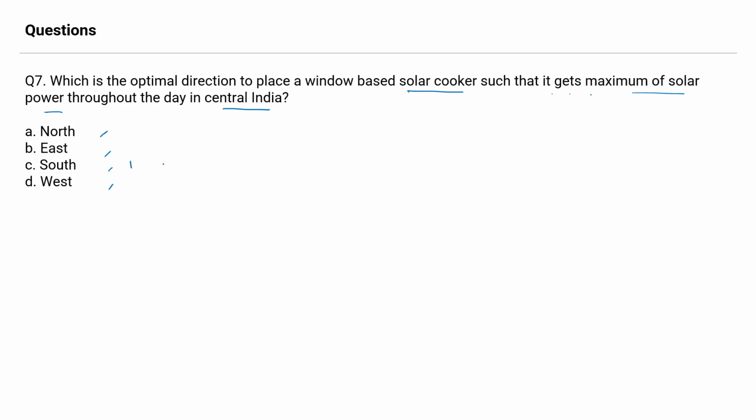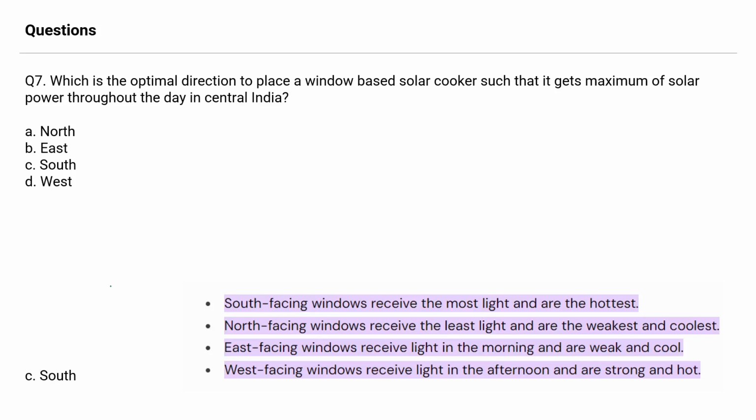Okay. Anyone else? Which direction should a solar cooker be placed so that they get maximum of solar power throughout the day in central India? South. South. Okay. Anyone else? Okay. Let's see the correct answer. It is south.